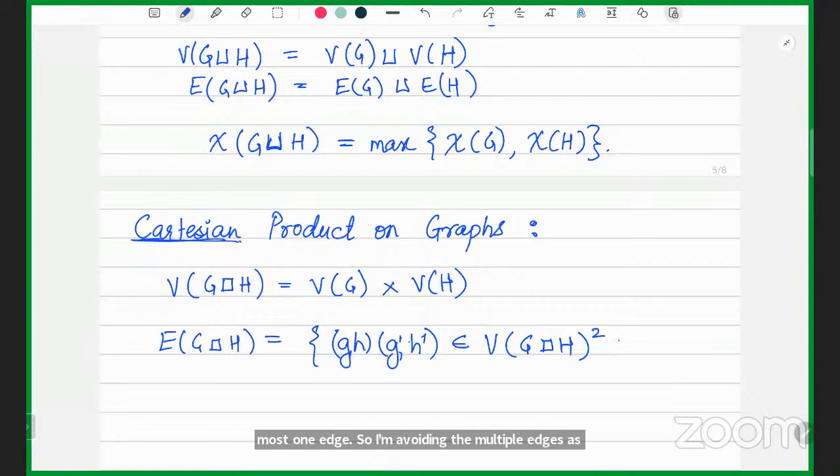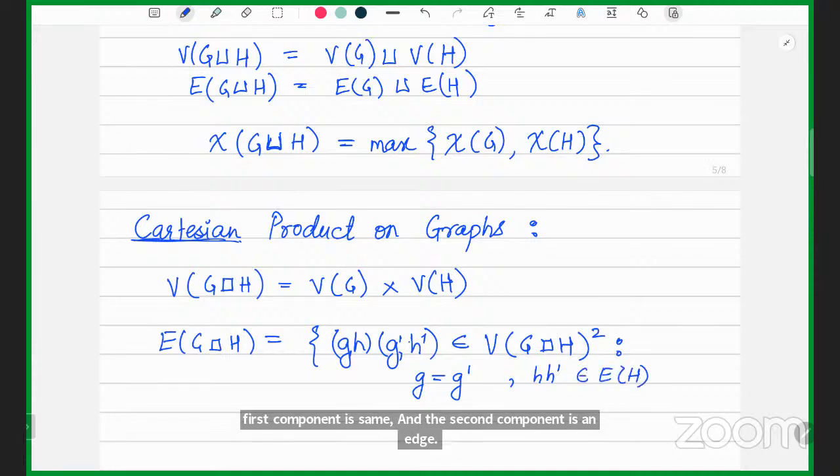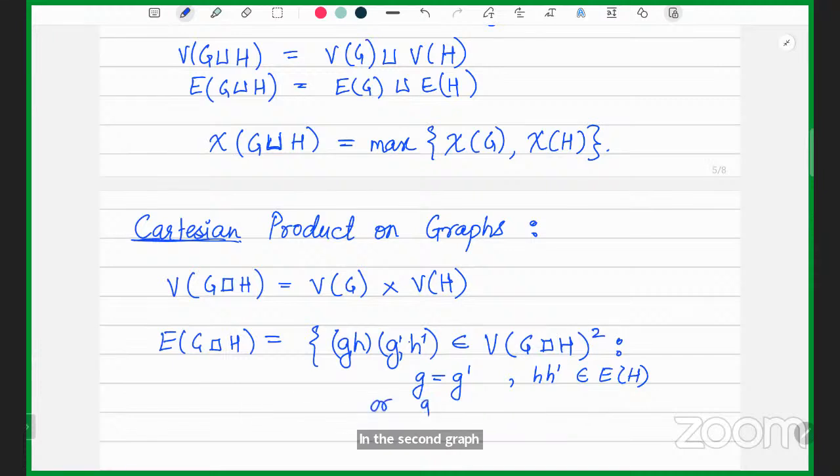So given any pair from the vertex square, there will be an edge in this new graph either if the first component is the same and the second component is an edge in the second graph, or the first components form an edge along with the second component being the same. Okay.